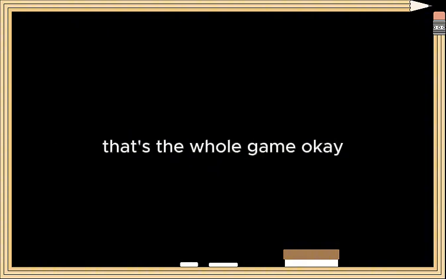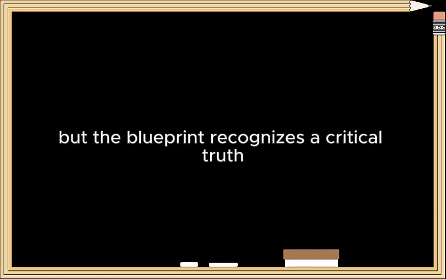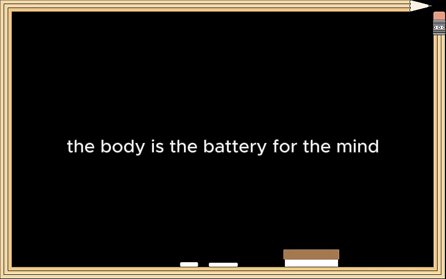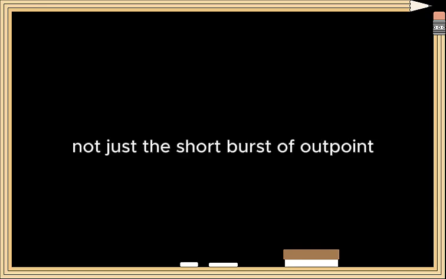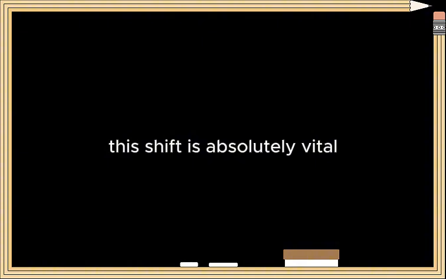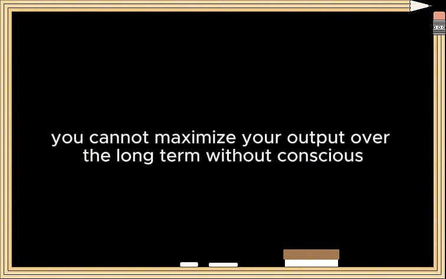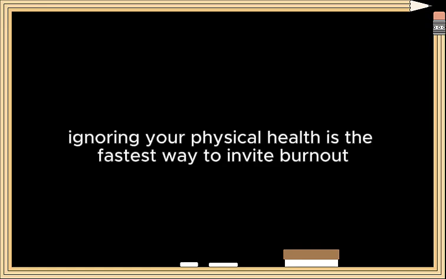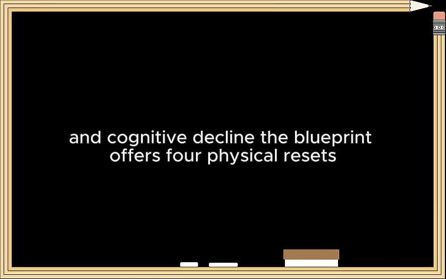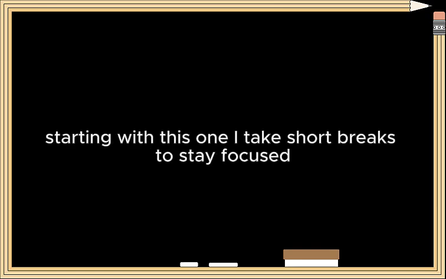That's the whole game. Okay, we've established the cognitive discipline, but the blueprint recognizes a critical truth. The body is the battery for the mind. So now we pivot to the habits that ensure sustainable productivity, not just these short bursts of outpouring. This shift is absolutely vital. You cannot maximize your output over the long term without conscious, deliberate attention to your physical maintenance. Ignoring your physical health is the fastest way to invite burnout and cognitive decline. The blueprint offers 4 physical resets, starting with this one.